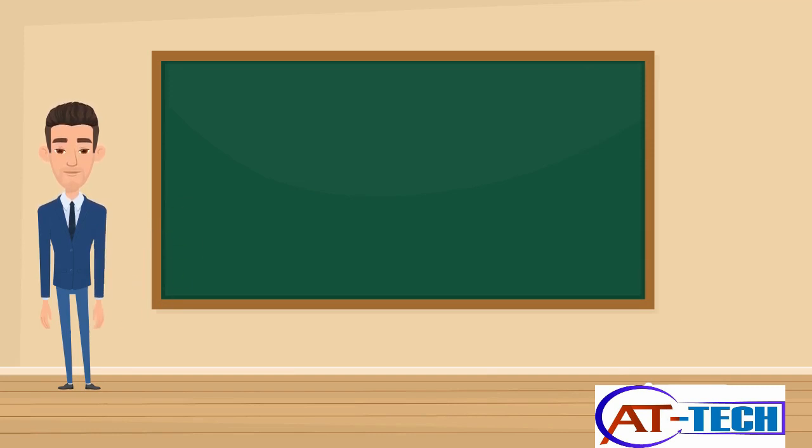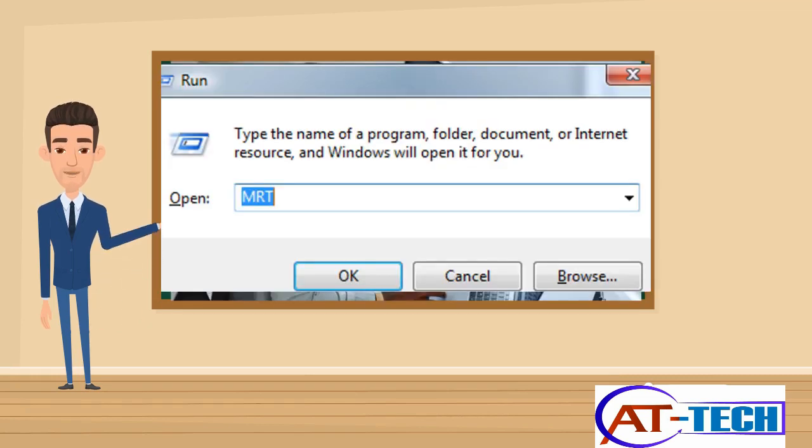3. Running the MRT. In the Run dialog, type MRT, without the quotes, and hit Enter. This command will execute the Microsoft Malicious Software Removal Tool.